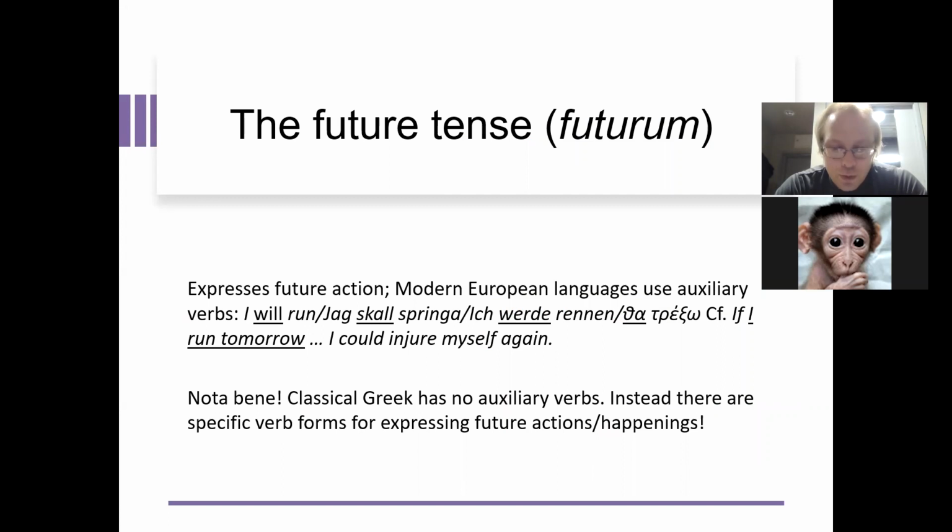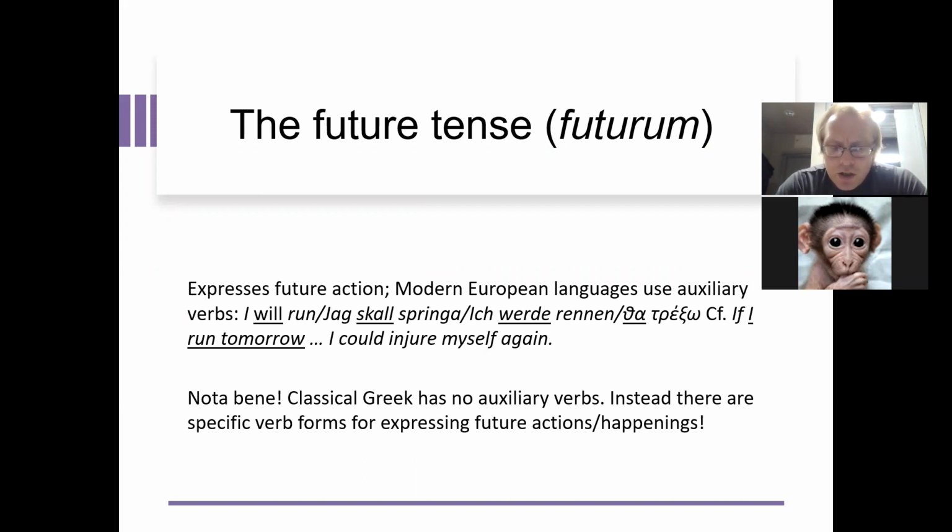What is a future, we may ask first. Basically, the future is a tense which expresses that some action or happening will take place in the future. In modern English and also in Swedish and German, we use so-called auxiliary verbs to construct phrases in the future tense. So, for instance, the present indicative "I run" can be turned to a future indicative by adding the auxiliary verb: I will run.